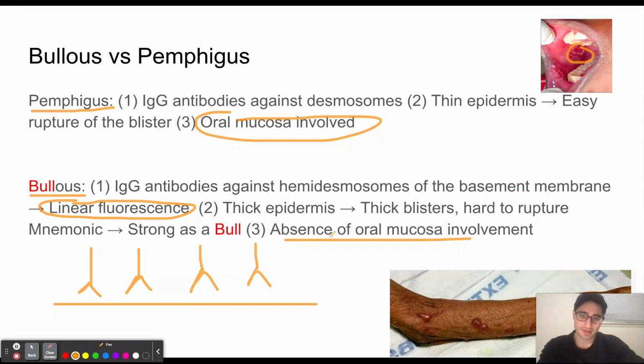What other disease has a linear fluorescence? Good-Pasture syndrome is also going to have linear fluorescence. As you might recall, Good-Pasture syndrome is going to involve the lungs and the kidneys. We're going to have antibodies against the basement membrane of the alveoli as well as the basement membrane in the kidneys.